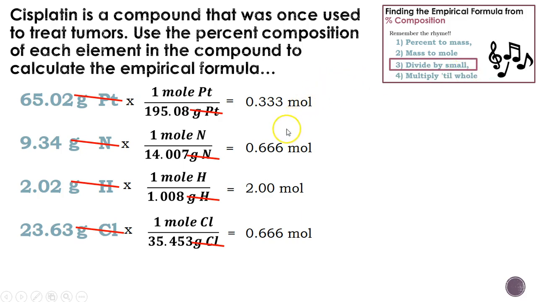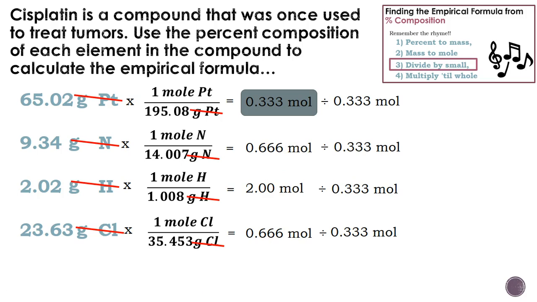So you're going to look at each of these numbers and figure out which one is the smallest moles. Here, you can see that 0.333 is smaller than any of these other numbers. Therefore, you're going to divide each of these by that smaller number. So, each of these numbers are going to be divided by 0.33 moles. When you do that, you're going to get answers that look like this: 1, 2, 6, 2. Lastly, we want to multiply till whole.